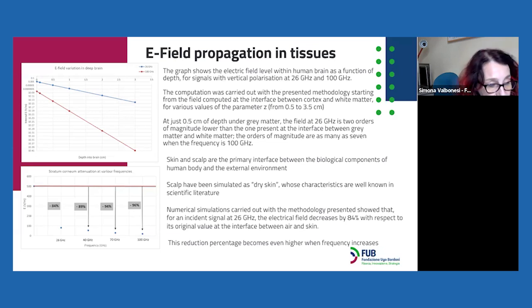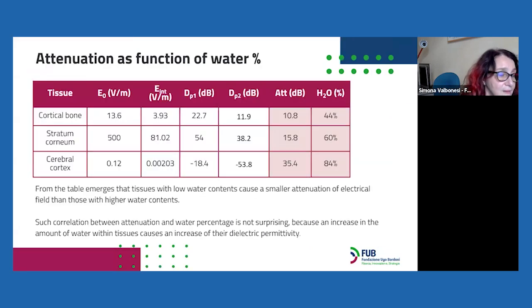A numerical simulation carried out with the methodology showed that for an incident signal at 26 gigahertz, the electrical field decreases by 84% with respect to the original values. This percentage increases with increasing frequency. The last spin-off study I present is the attenuation as a function of water.